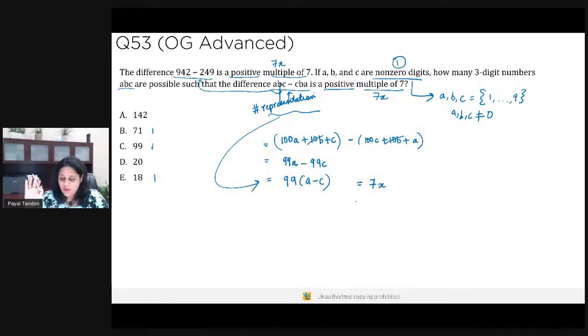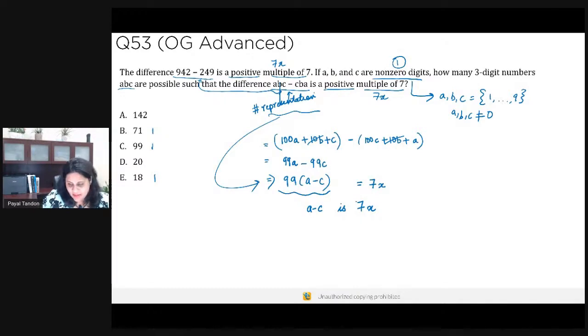Okay. Now, is 99 a multiple of 7? No, right? 7 is not a factor of 99. So the only way this number can be a multiple of 7 is if A minus C is a multiple of 7, right?